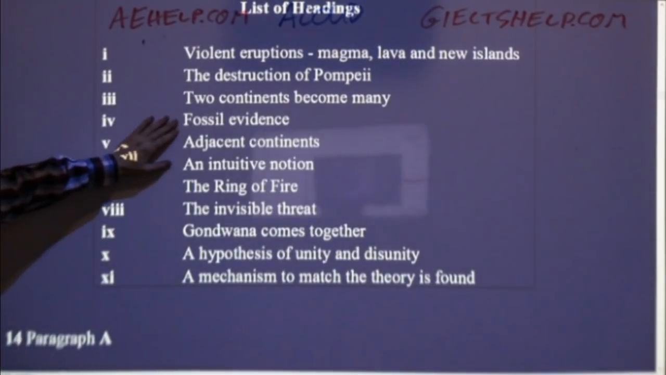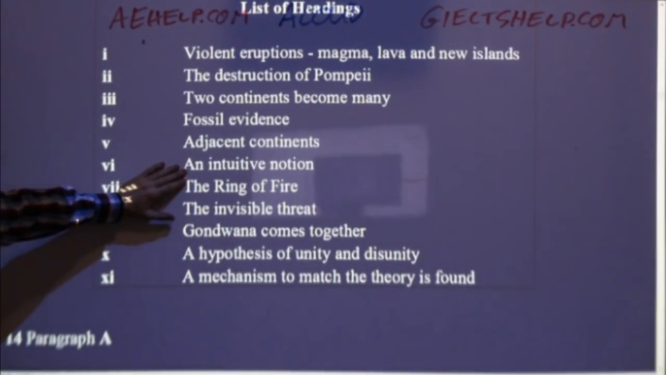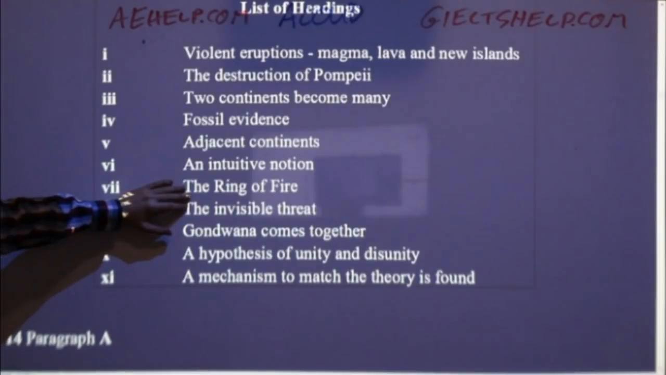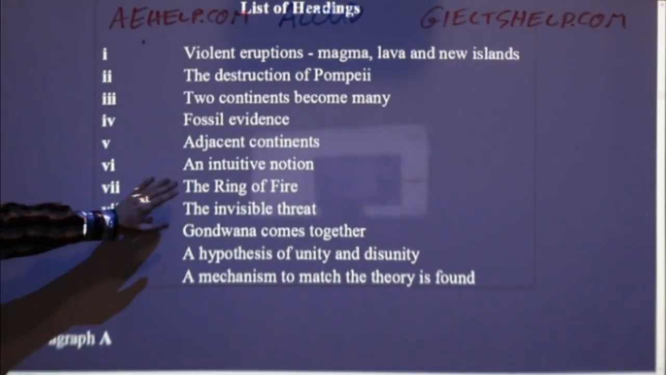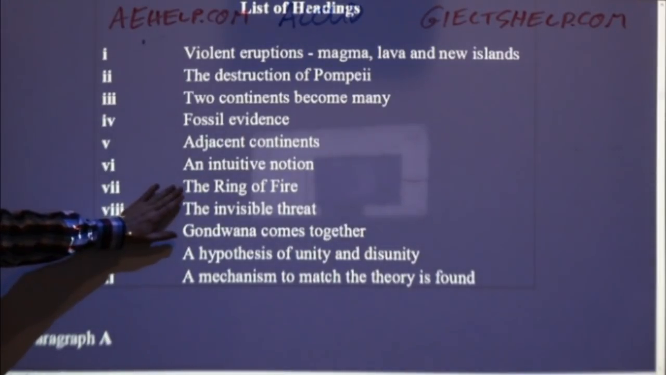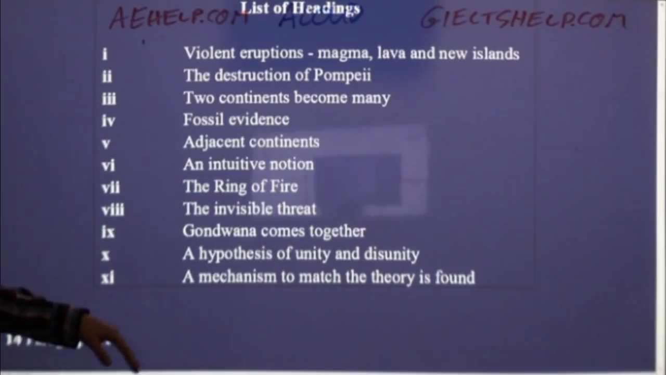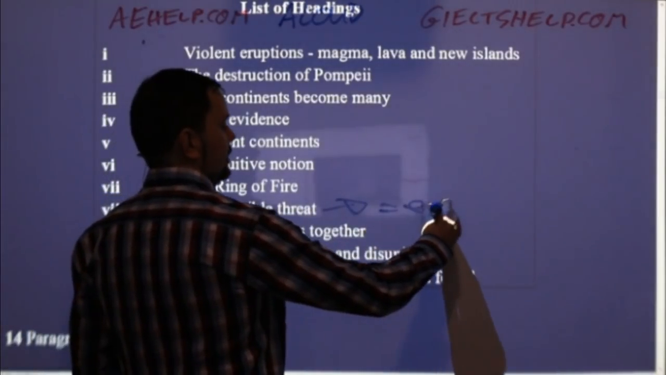2 continents, adjacent continents? Intuitive notion? Nope. The Ring of Fire? The invisible threat looks pretty good. Gondwana comes together, hypothesis of unity. Okay, so some of you are saying the Ring of Fire, but the Ring of Fire is just an example. The invisible threat is earthquake.